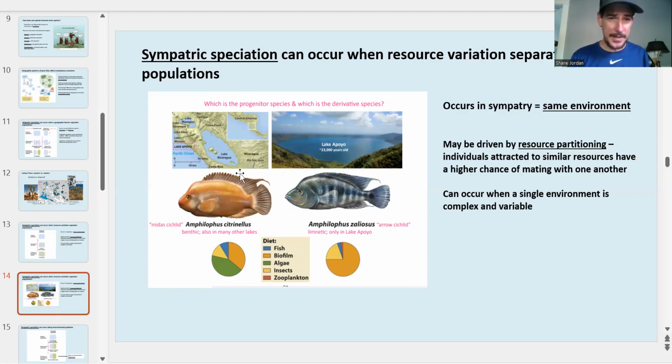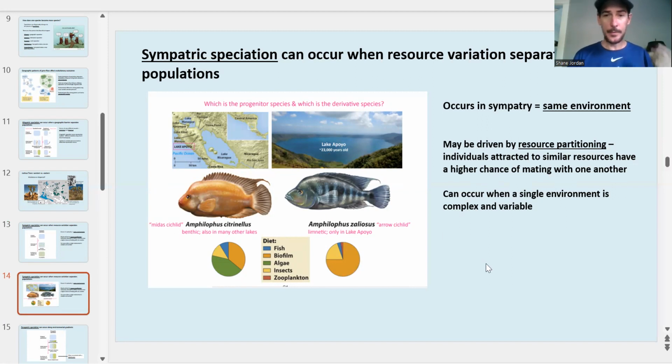As it turns out, the Midas cichlid occurs in all kinds of other different lakes, but the arrow cichlid only is found in Lake Apoyo. And so biologists seem to think that Midas cichlids originally colonized this lake only to later diversify into two separate species. The Midas cichlid gave rise to a sister taxon, the arrow cichlid, which in sympatry, via sympatric speciation, diverged because it was able to start taking on a lot more biofilm in its diet by virtue of this thing called resource partitioning. And this led to very strong reproductive isolation between these two species of fish.